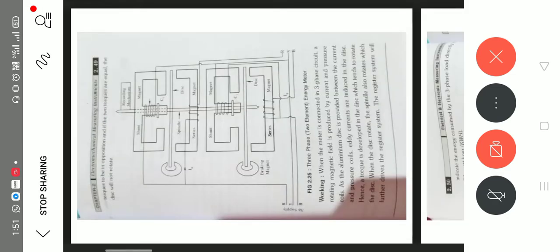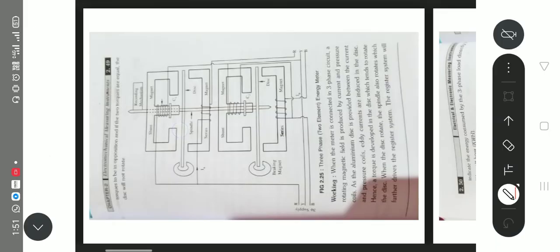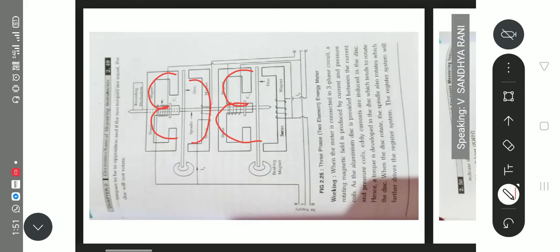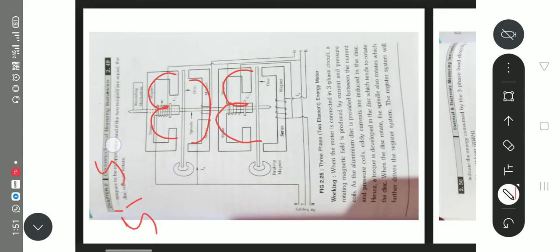Here we are using two shunt magnets, for the two single phase energy meters, and two series magnets. They are laminated, with U shape series magnets and M shape shunt magnets. The laminated material is made of silicon steel, either M shape or U shape.